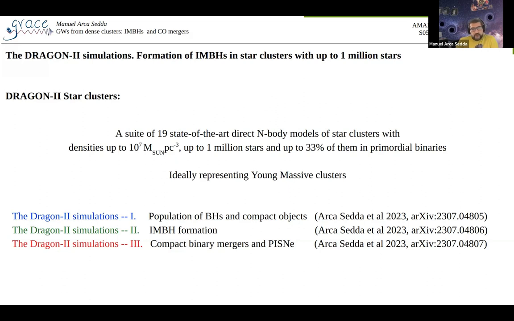And last week, we posted on the arXiv three papers where we discuss and dissect the results from this suite of simulations. So if you are interested in the details, please have a look at the papers and provide comments. Comments are really welcome.